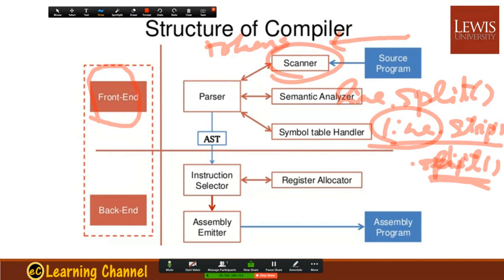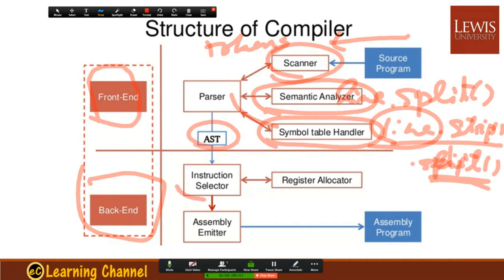And then the second one, we do parsing. Parsing works based on the tokens, and you get a certain result. After that, we need to do semantic analysis, and we need to generate some symbol table handler. And then we create this syntax tree. Okay, we attach this to the annotated syntax tree. And then we go into the backend.